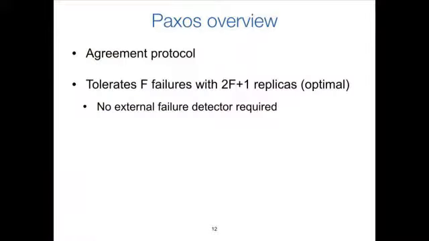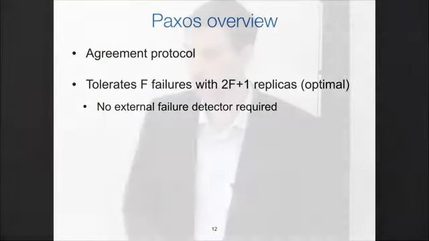Before I get to Egalitarian Paxos, it's useful to go through a quick overview of Paxos. Paxos is, at its core, an agreement protocol used by a set of distributed processes to agree on one thing. It tolerates F failures with a total of 2F plus 1 replicas, and that's optimal because remember, we don't depend on external failure detectors.